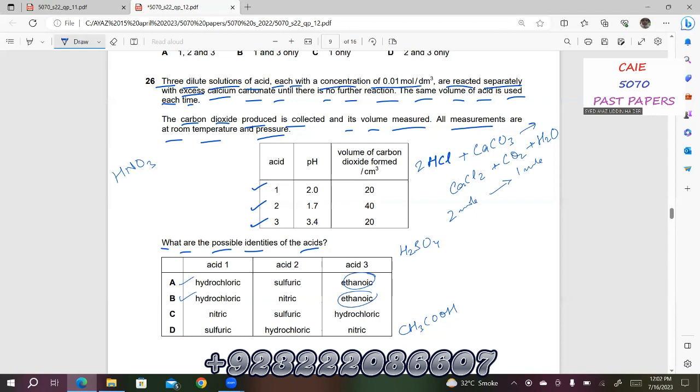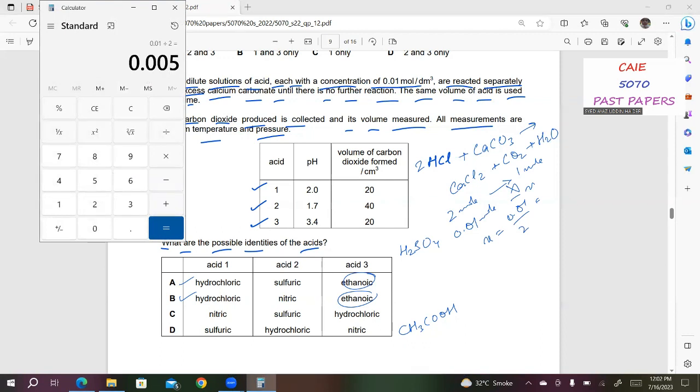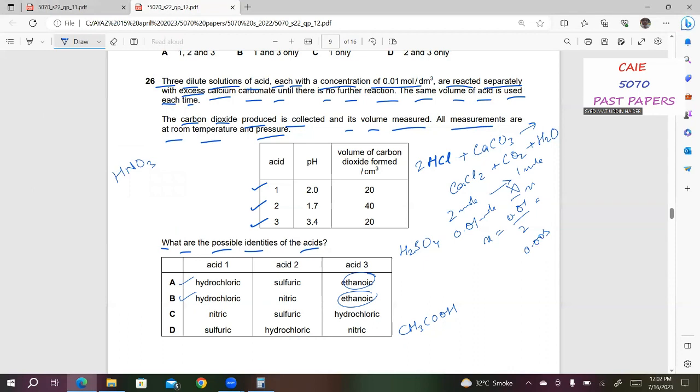So if you look at the concentration of the acid, it is 0.01 mole. So I will write 0.01 mole produces X mole of carbon dioxide. So X becomes 0.01 divided by 2. So if you divide 0.01 by 2, what you will get? You will get 0.005 moles of carbon dioxide. What about sulfuric acid?